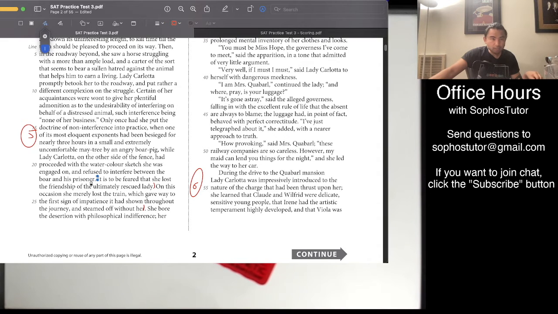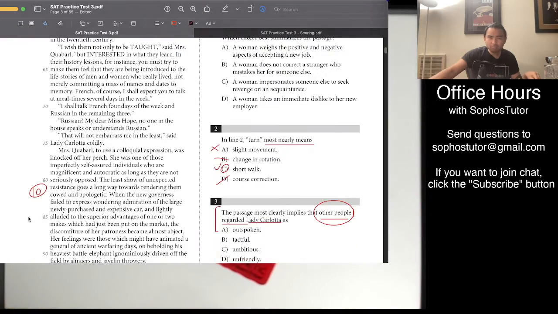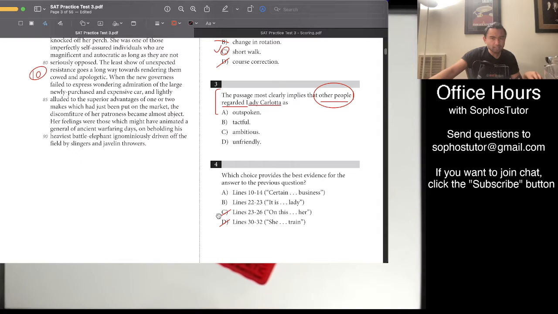It is to be feared that she lost the friendship of the ultimately rescued lady. Okay. Now, there does imply that there's an opinion of Lady Carlotta, but it's one lady, and we don't really know anything about what she thinks about Lady Carlotta. So it's really difficult to see how B could say something about what other people might regard Lady Carlotta as.